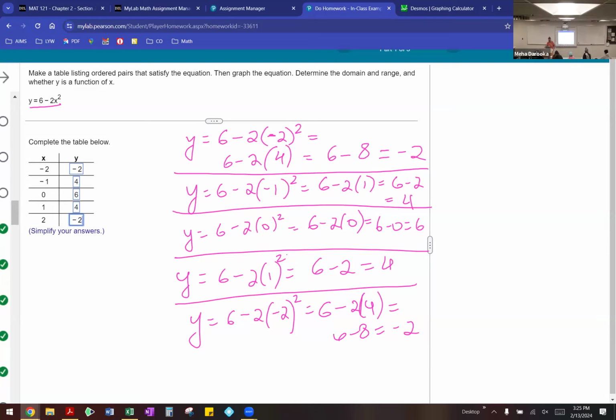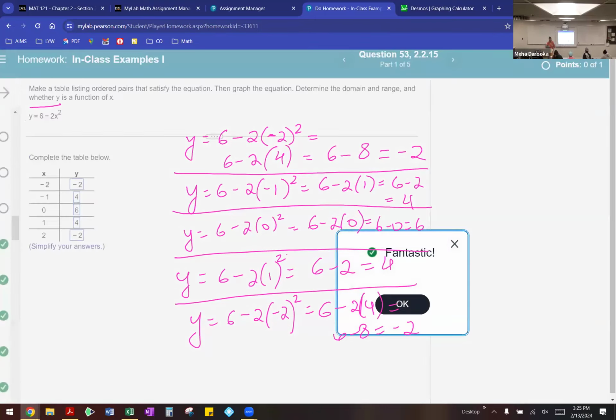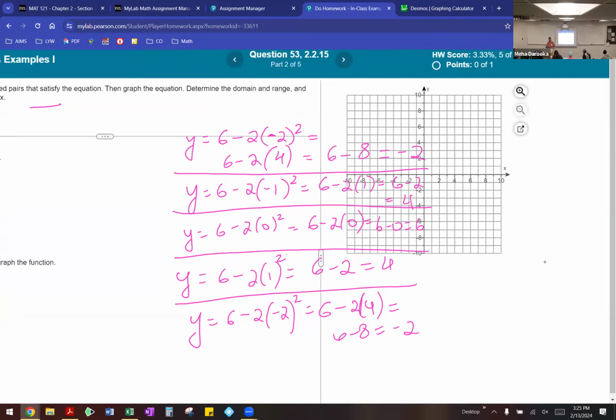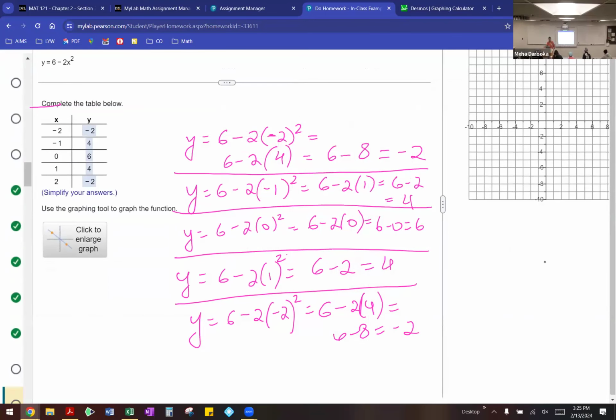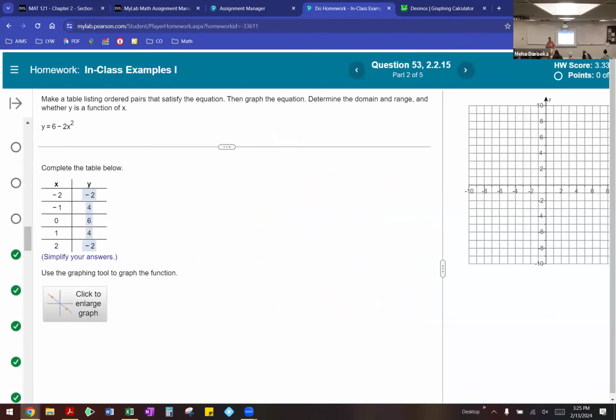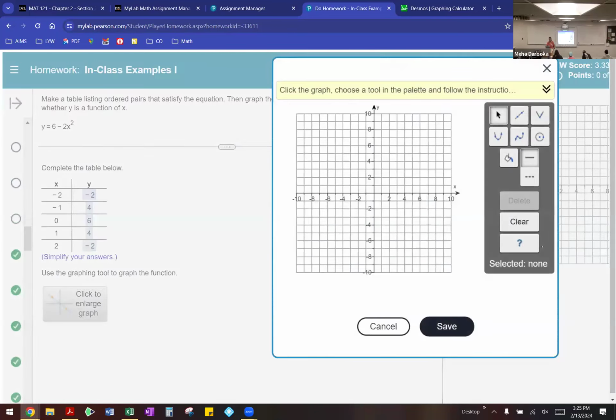All right, I think we've got all 5 points in there, so let's check our table. Yep, looking good. What do they want us to do next? They want us to graph this one. Let's get rid of these writings. Graph, determine the domain and range, and then whether y is a function of x. Okay, so let's start with the graph.